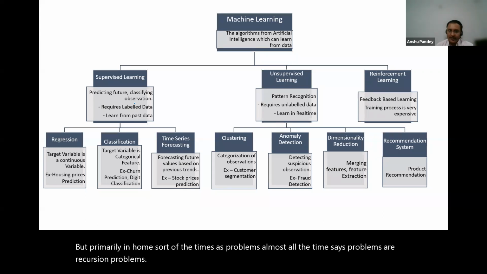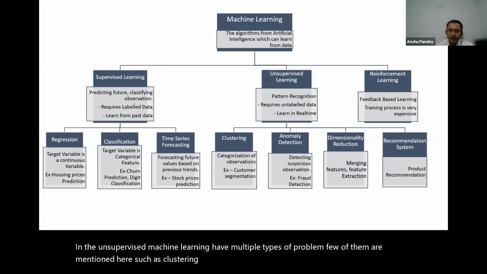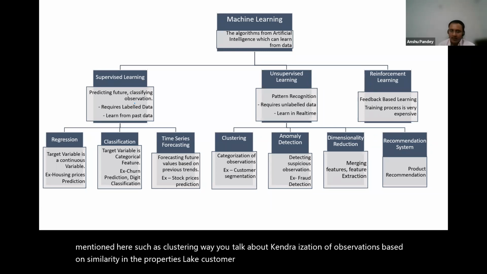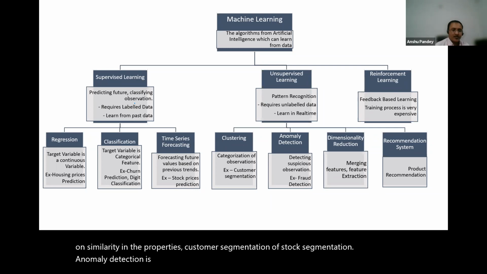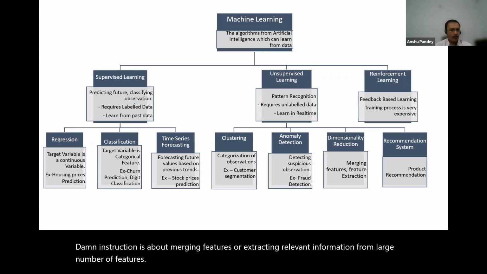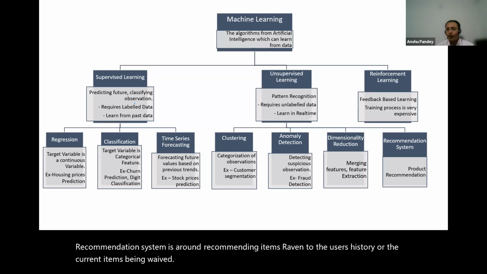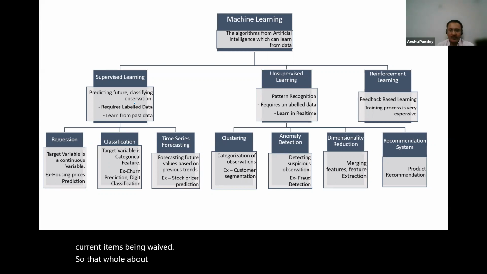In unsupervised machine learning, there are multiple types of problems. A few are mentioned here, such as clustering, where we categorize observations based on similarity in their properties, like customer segmentation or stock segmentation. Anomaly detection is about detecting suspicious observations, like fraud detection. Dimension reduction is about merging features or extracting relevant information from a large number of features. A recommendation system recommends items relevant to the user's history or the current items being viewed. So that's the typical machine learning landscape. I hope this ML landscape makes sense so far, everyone.